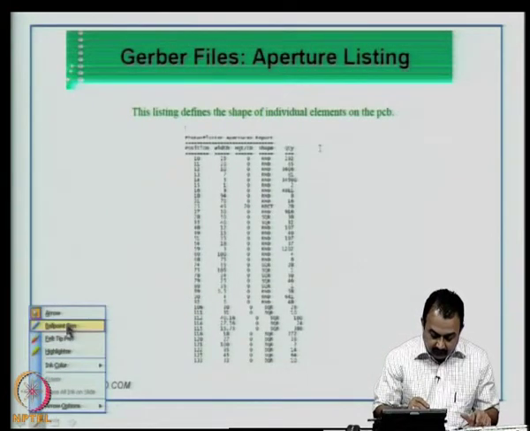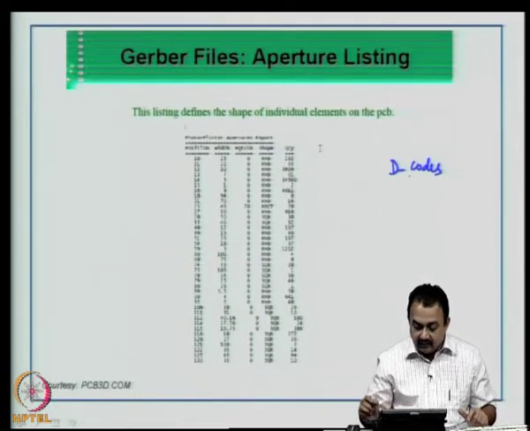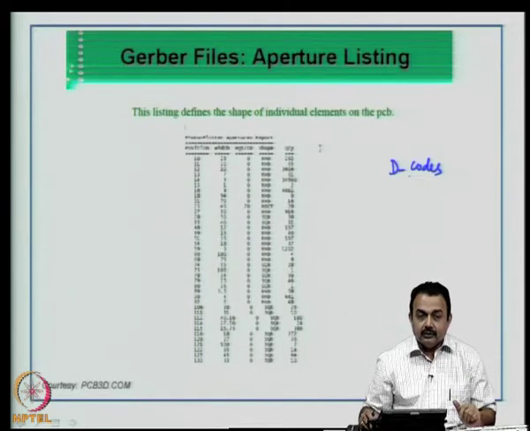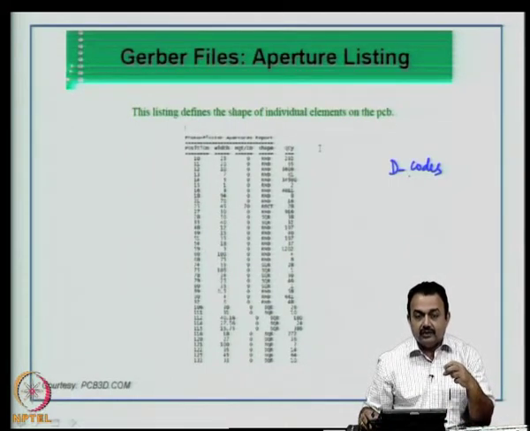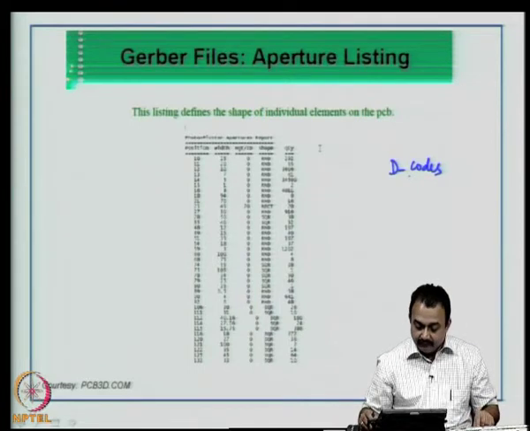So, the D codes are basically a listing of the various pads that are used in the particular layer. So, the photoplotter that is used for this mask preparation will read this aperture listing, and the aperture in the light source of the photoplotter will open the aperture according to the dimensions mentioned in this list. So, this is the utility of this aperture listing.